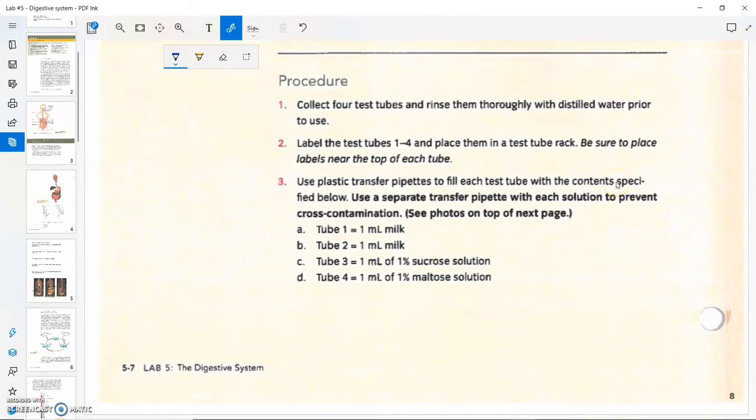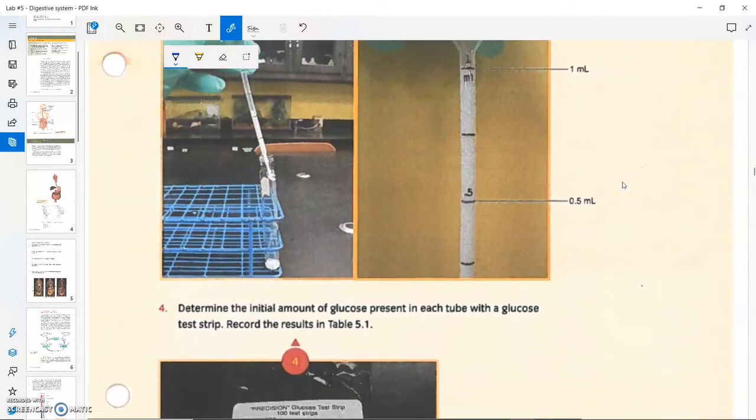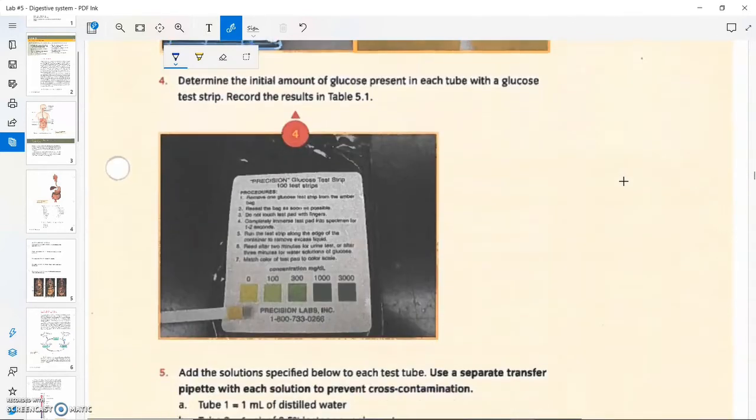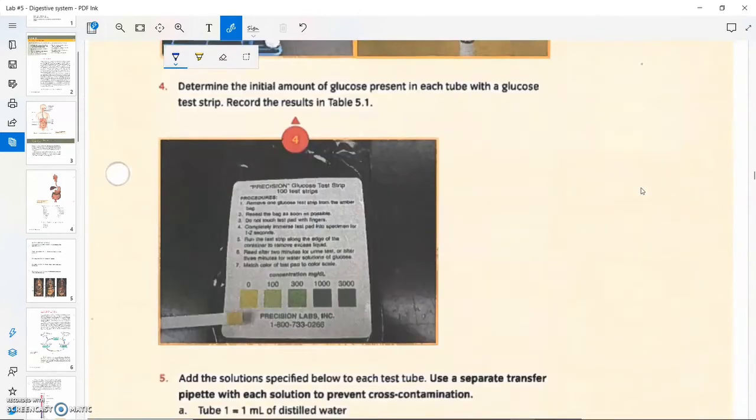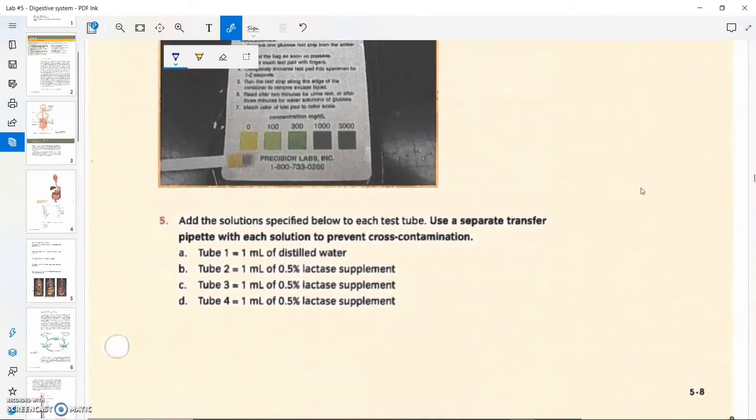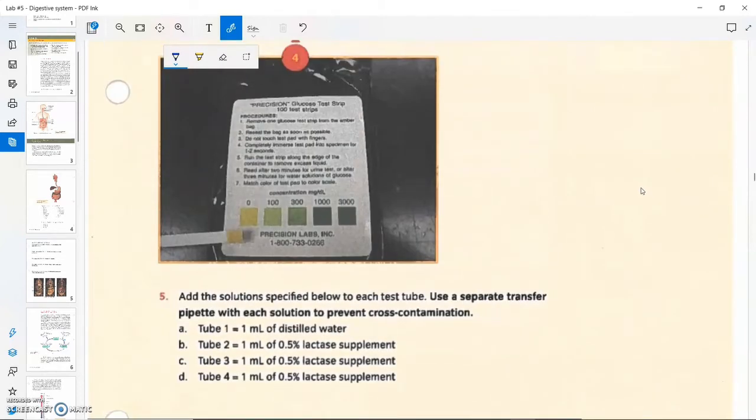Now, here's the assembly. So we have 2 tubes of milk, 1 tube of sucrose solution, basically sugar, and 1 tube with a solution of maltose. Okay. And then we're going to determine how much glucose we have initially, baseline levels of glucose in each strip. Let's say it's 0, just to make it simple.